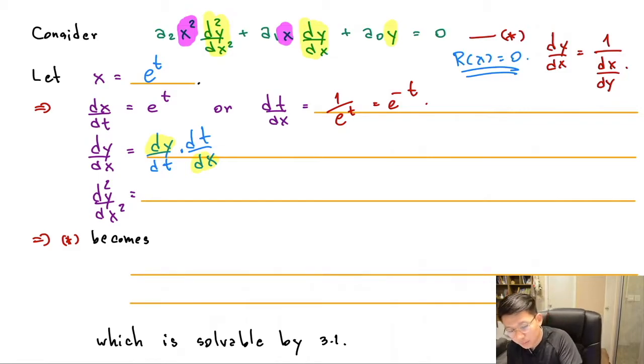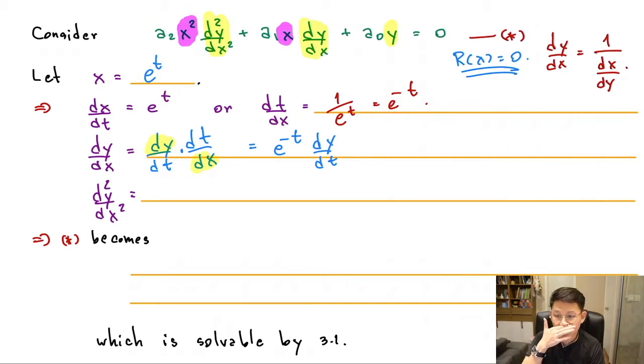Cool. So it would become e to the minus t dy by dt, right? Because dt by dx is e to the minus t. See? Get that? So we put it here. Okay. And guys, what is the second derivative of y with respect to x?